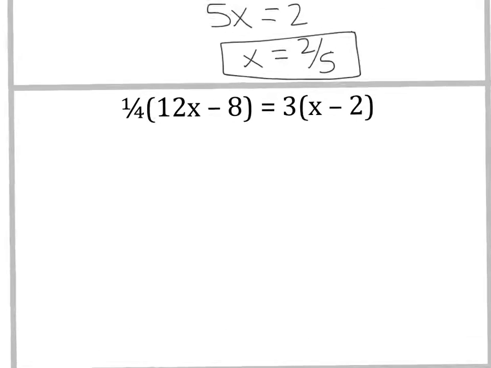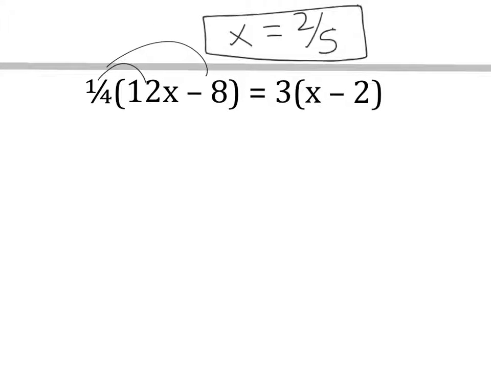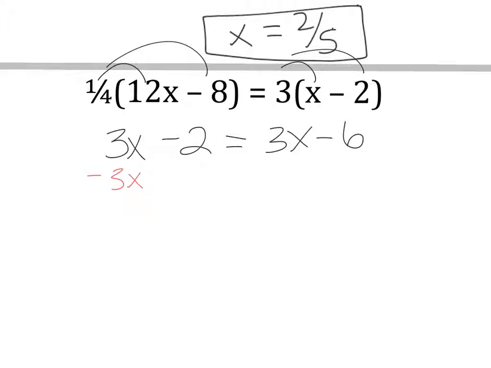And then right here, I'm going to do the distributive property. So multiplying 1/4 times 12x, remember a fraction is just multiplying and dividing. So 12 divided by 4 is 3. 3 times 1 is 3. So this is 3x minus 1/4 of 8 is 2, because 8 divided by 4 is 2, equals 3x minus 6. So then I'm going to get my x's on one side, so I'm subtracting 3x from each side, and I get negative 2 equals negative 6. So negative 2 equals negative 6 is a false statement, so this is no solution.